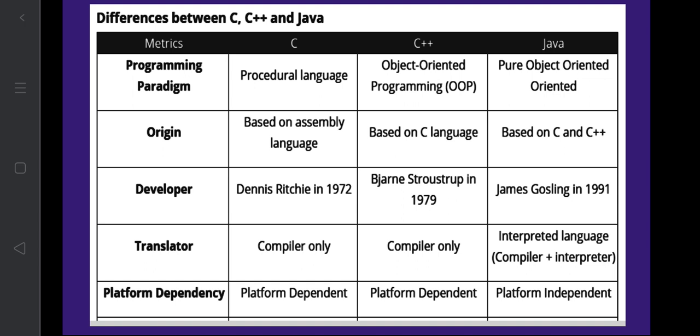Translator. We all know that we need one translator to convert the source code, that is the program we are writing, into the machine language. For that we need a compiler. So here a compiler is used in C and C++, whereas Java uses both a compiler and an interpreter.